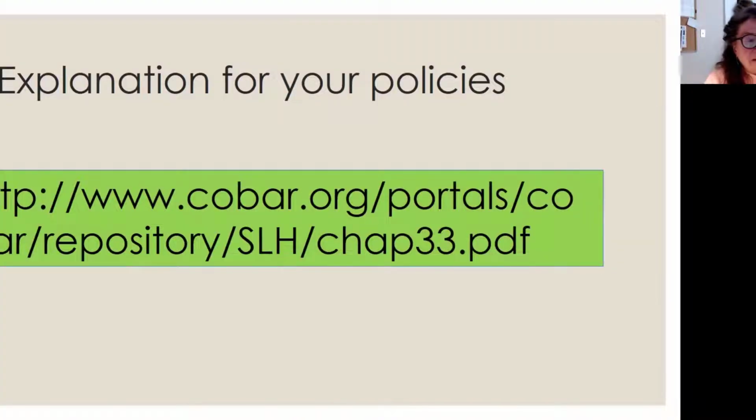So you need a policy, and if you're in assisted living or you're running any business, that you actually are what we consider somebody of trust. And here is your explanation so that you can use this policy to build your policy from Chapter 33 from the state. Okay.